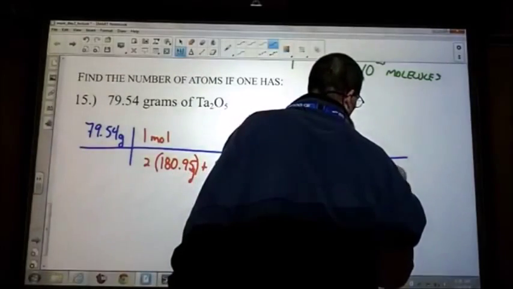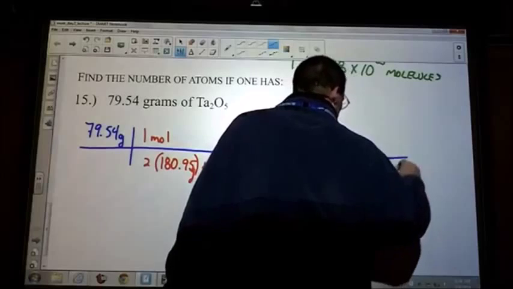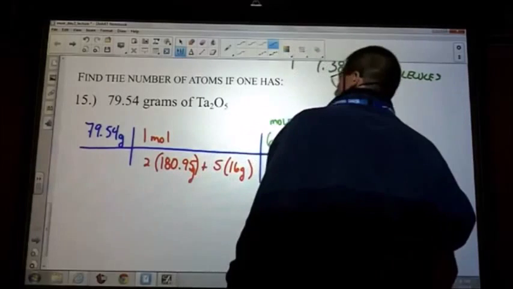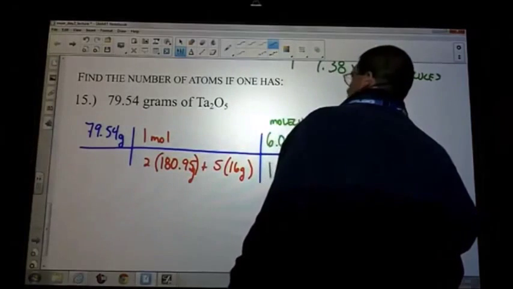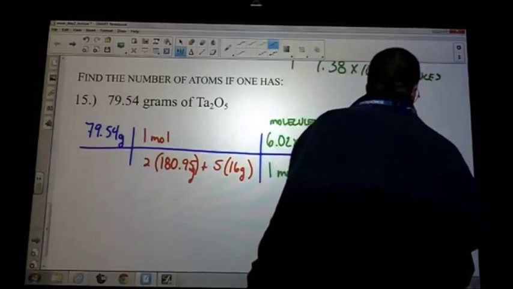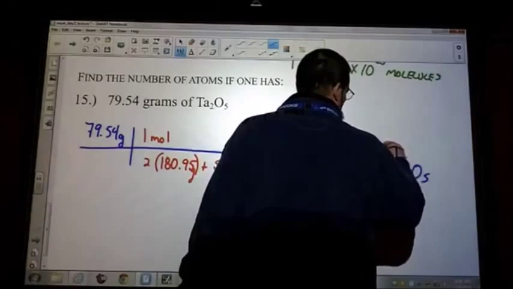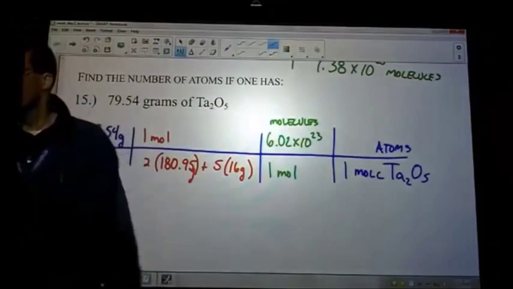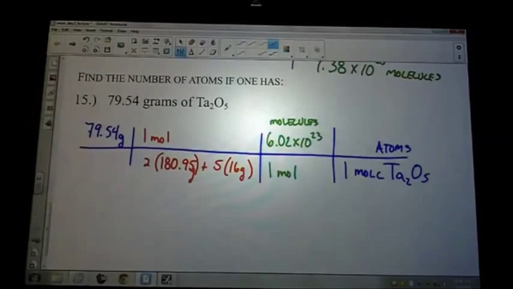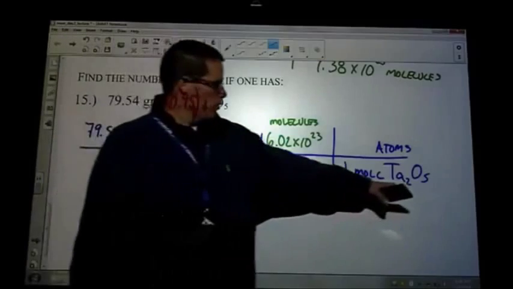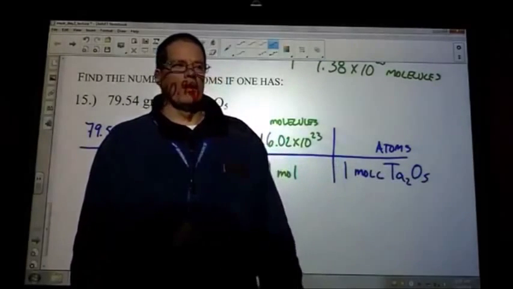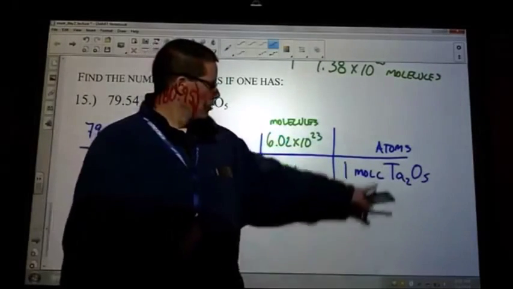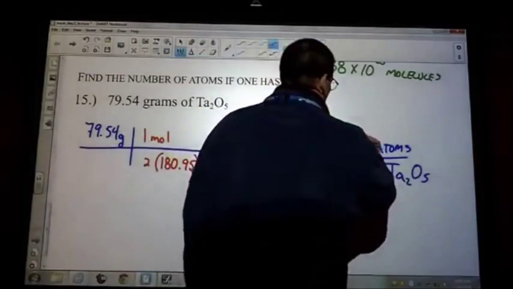Now the last step is interesting. In one molecule of Ta2O5, how many atoms are there? How many? In one molecule of Ta2O5, how many atoms are there? 7. 2 plus 5 is 7.